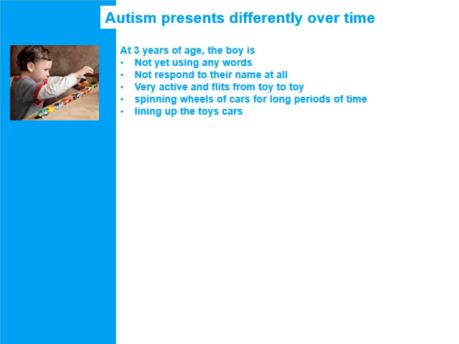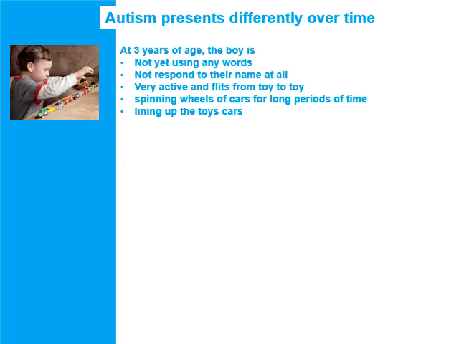So this child at the age of 3 could be a boy who's not yet using words, not responding to their name at all, could be very active and flit from toy to toy, spending no more than a few seconds with each, and could spend lots of time spinning the wheels and lining up the cars.